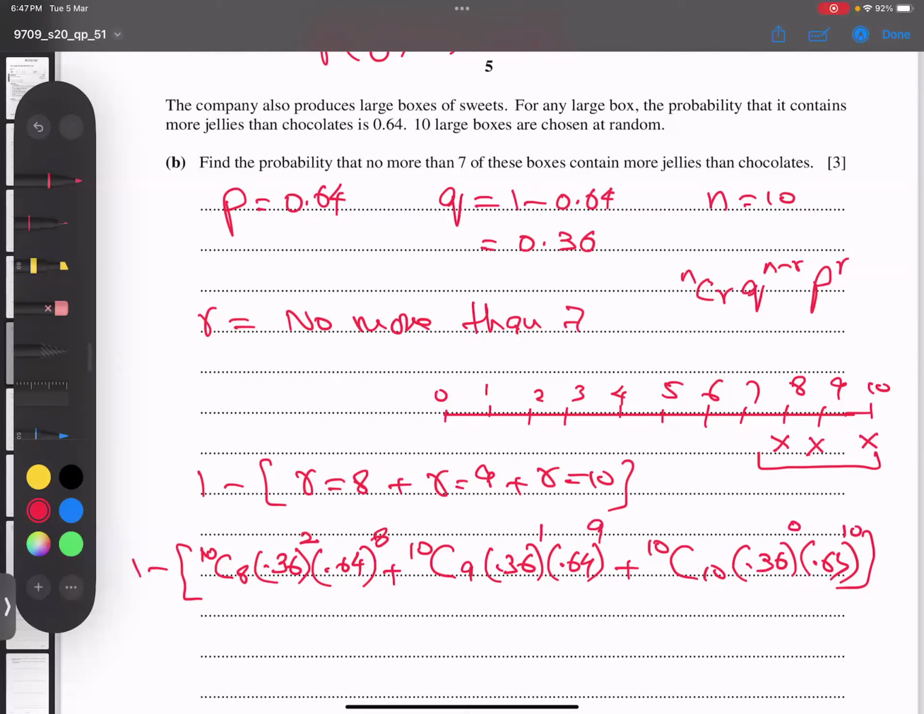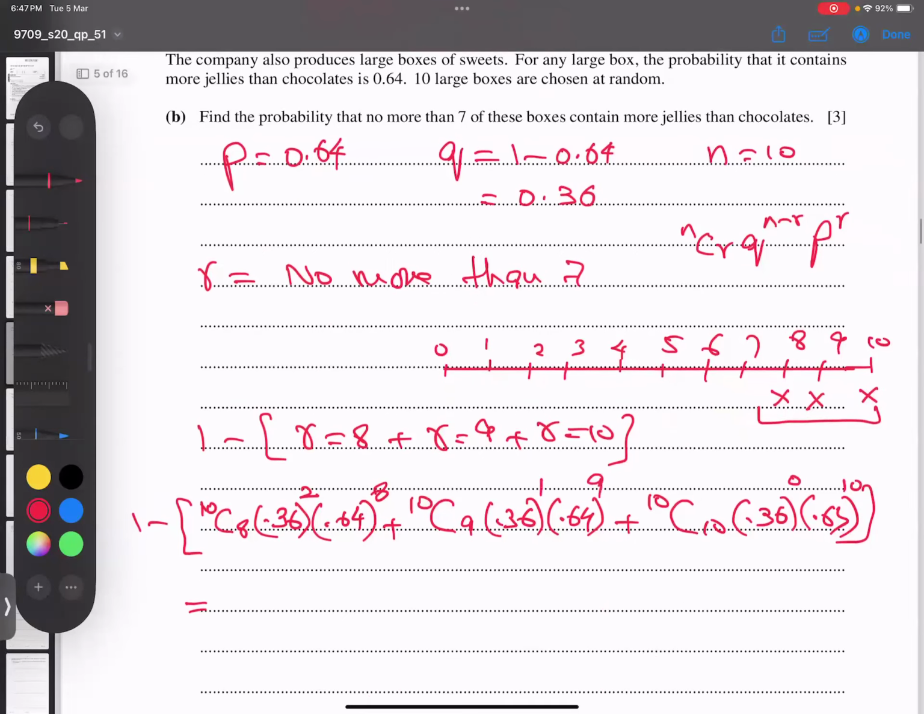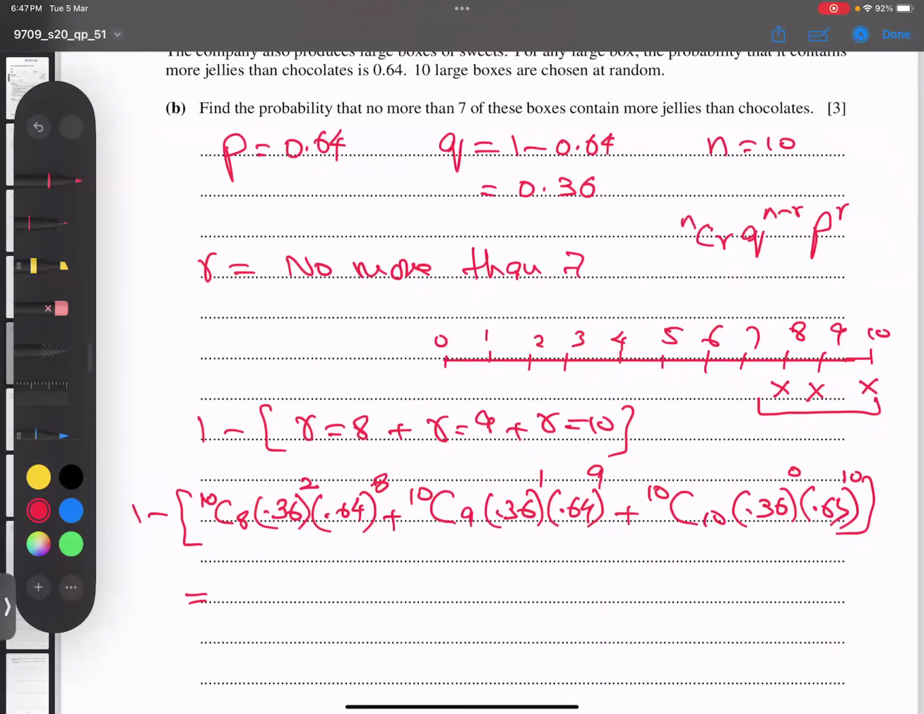Now, if you type this in the calculator, I will save my time. I'm just typing 10C8, 0.36 to the power 2, 0.64 to the power 8. And now 10C9, this is 10, so I will not type. This is okay, clear. 10C10 is 1, something to the power 0 is 1. I will not type this one, I'll type this only. When I type this one only, students, this is my answer finally coming after subtraction, 0.759.